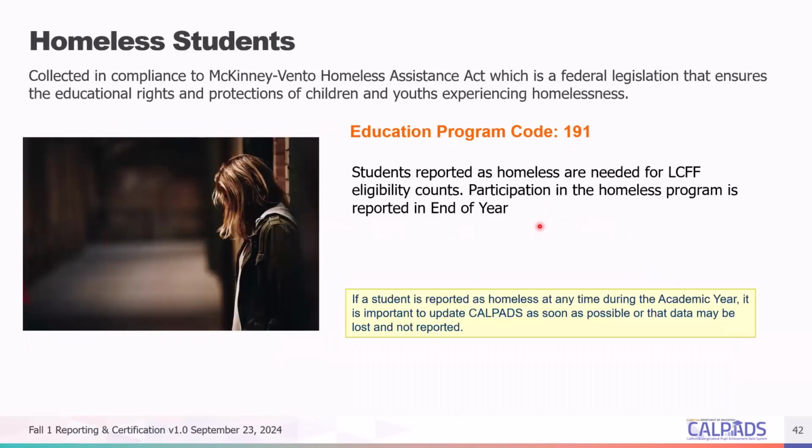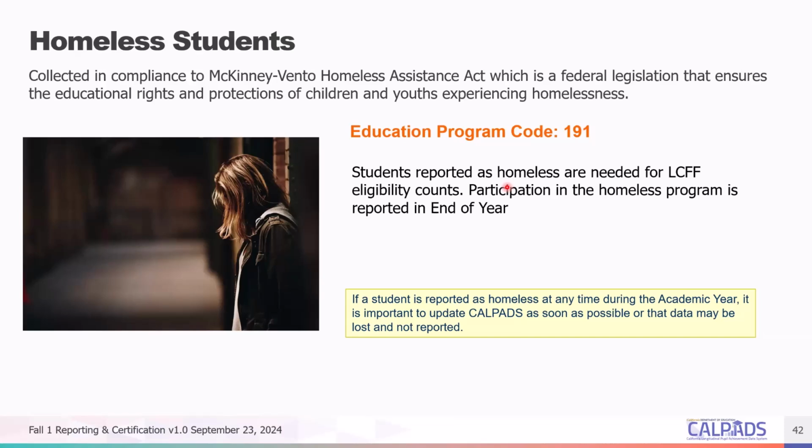Homeless students. For homeless students, this is in compliance of the McKinney-Vento Homeless Assistance Act, and so any student who is homeless should be reported right away in CALPADS. If you know that the student is homeless, it's already 10-3. However, if a student goes to you and informs you that they are homeless and they were homeless prior to census day, you could report their program and report the day that they started to be homeless.